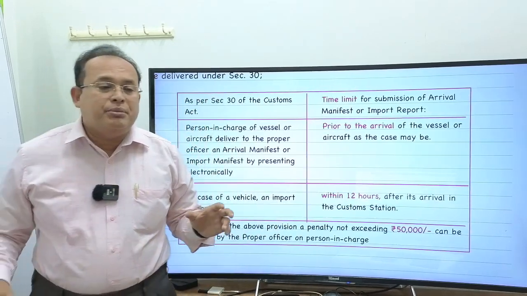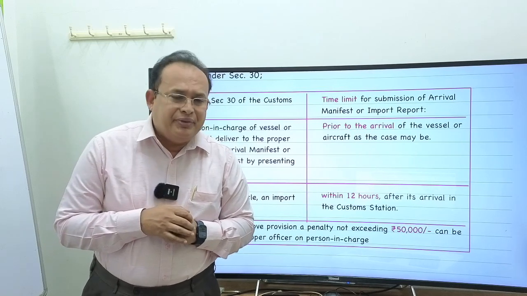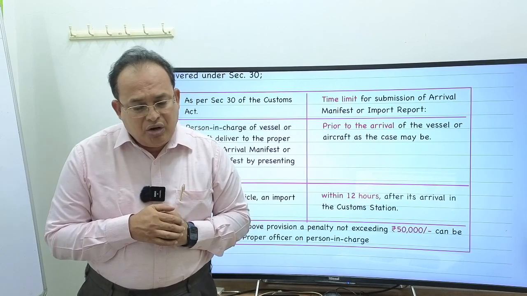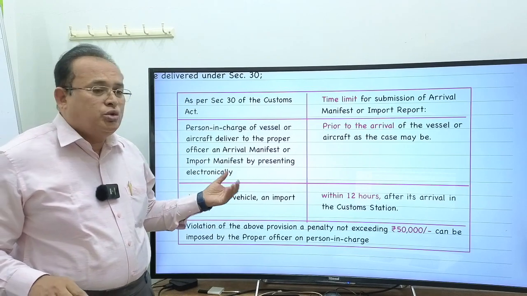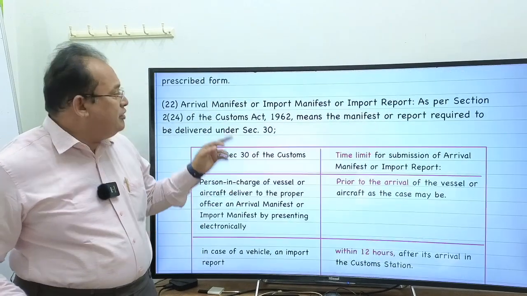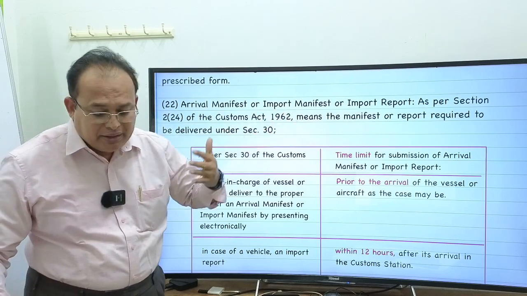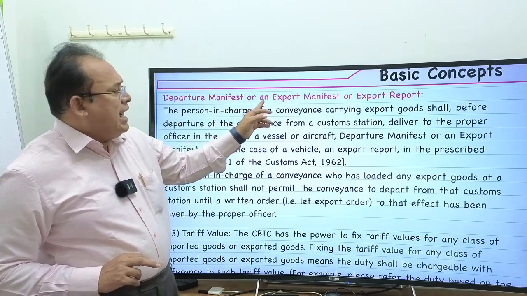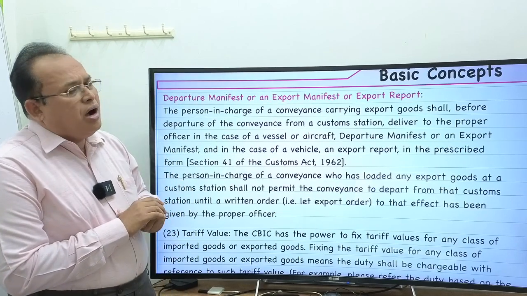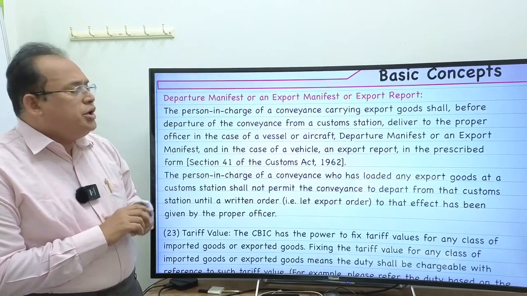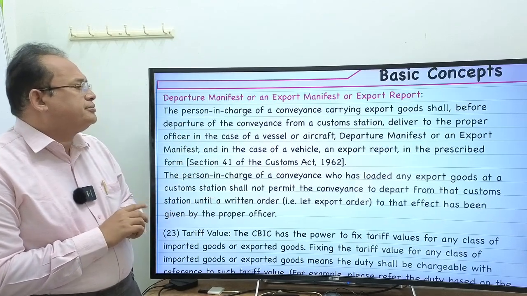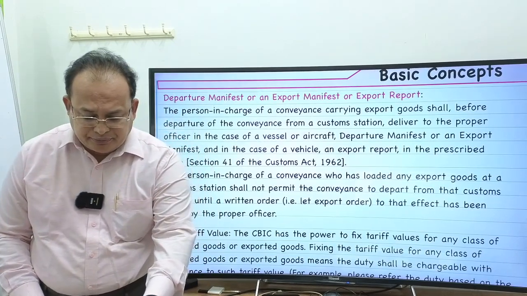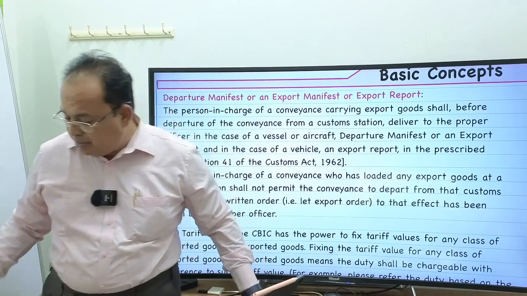Now, what do you mean by arrival manifest? What do you mean by departure manifest? Unless you understand, it is too difficult to further explain these points. I will explain now. Arrival manifest or import report, what is it, I will explain to you, followed by departure manifest or an export manifest or otherwise export report. What do you mean by this? Also I will explain to you now. Let us refer here with the help of a diagrammatic presentation.